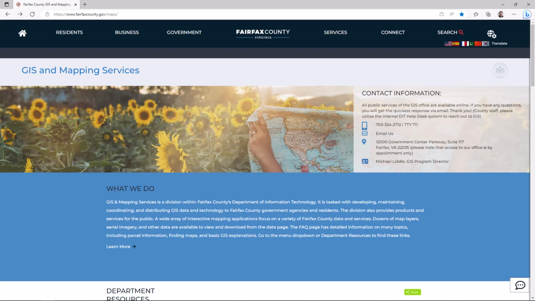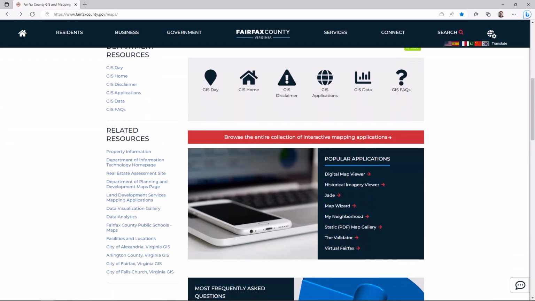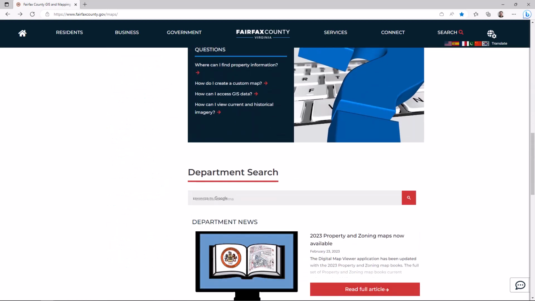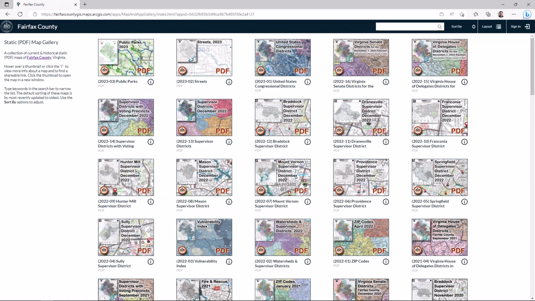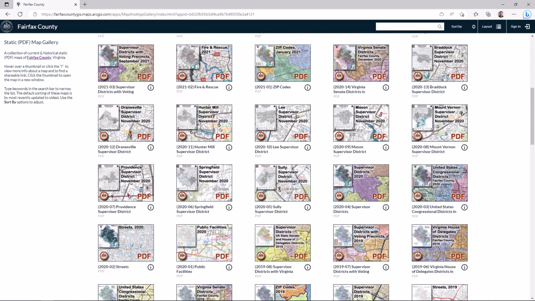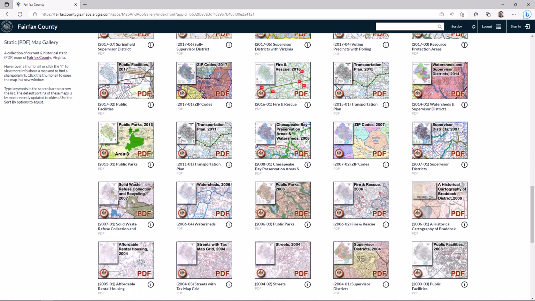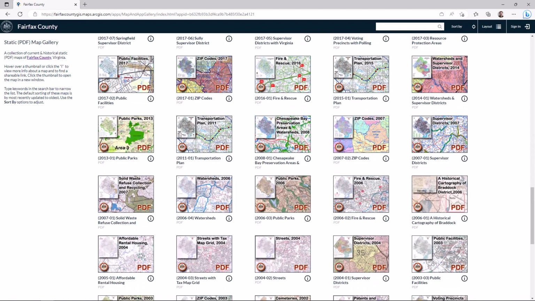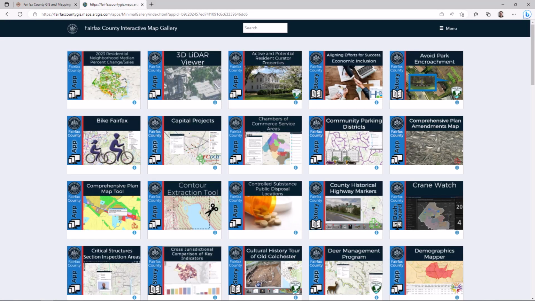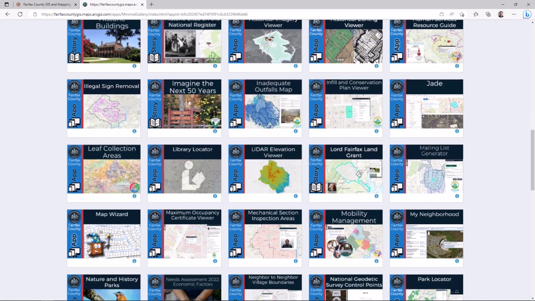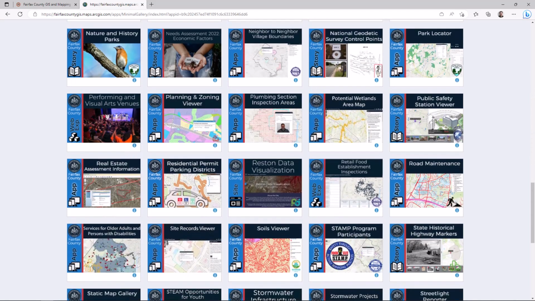If you're interested in seeing what more Fairfax County has to offer in the world of GIS, we encourage you to check out our homepage at fairfaxcounty.gov/maps. Through here, you can access our static map gallery where, with just a few mouse clicks, you can download wall-size maps of various themes like parks, congressional boundaries, and fire and rescue assignments. Or maybe you'd like to look at our interactive map gallery to view over 100 different web-based applications that let you view our Fairfax County properties, infrastructure, historical imagery, and much more.